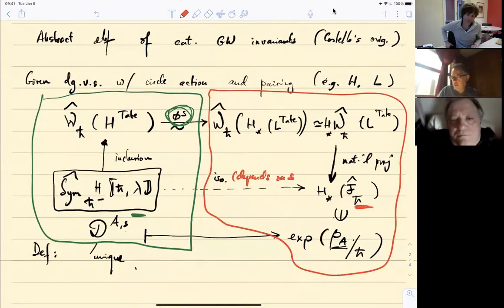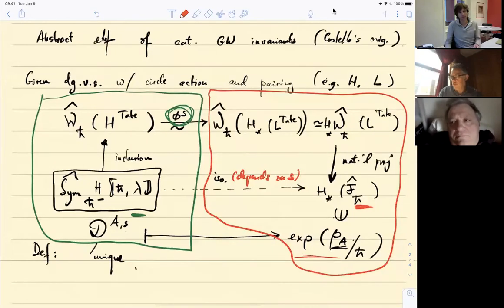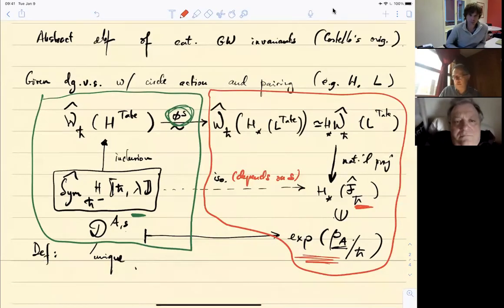So the element X beta A over H bar does not depend on the splitting. But I pull it back by an isomorphism which depends on the splitting. So the result will strongly depend on the splitting. Thank you. Okay. Any other questions?